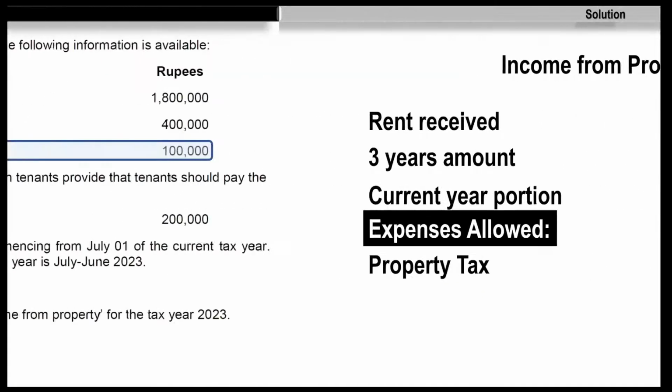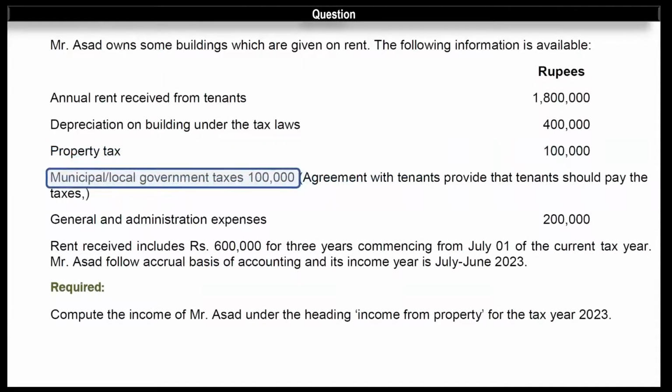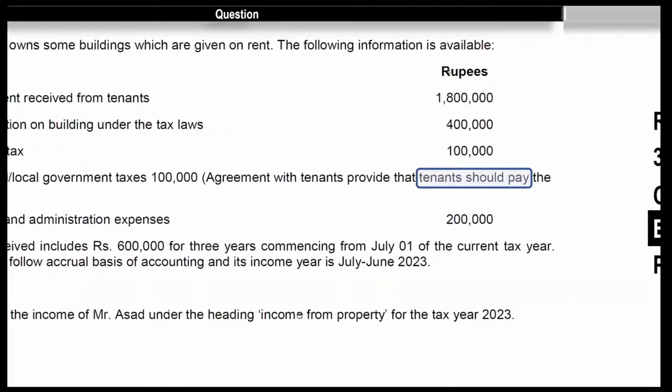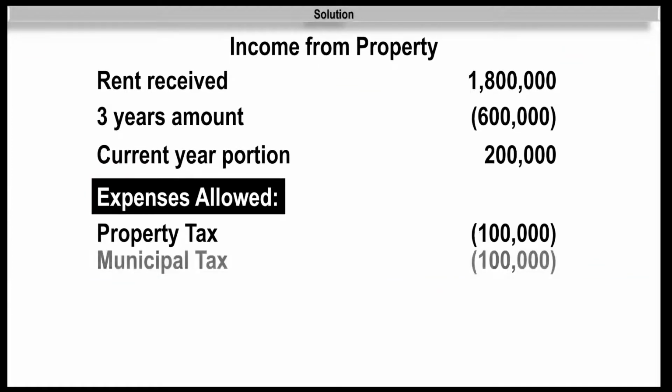Next information is about municipal taxes of rupees 100,000. Interesting point is that this expense has not been incurred by Mr. Assad. Instead, tenant has agreed to pay it. This simply means that tenant has agreed to pay this amount as a consideration for using building. Mention municipal tax of rupees 100,000 as allowable expense. Since tenant has paid an expense of Mr. Assad, therefore same amount will also be treated as income of Mr. Assad.